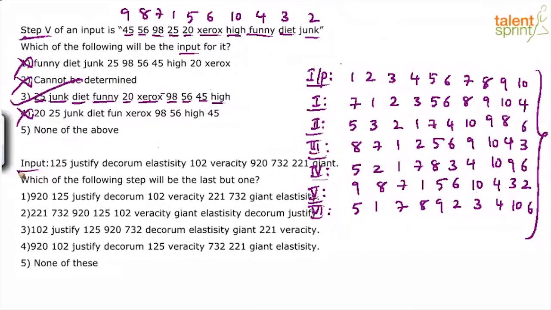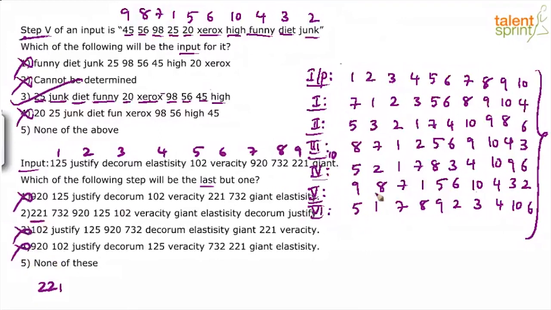What is given? Input. Input we know is 1, 2, 3, 4, 5, 6, 7, 8, 9 and 10. What is he asking us to find out? Which of the following will be the last but one step? Last but one step is like fifth step. What is the fifth step? 9, 8, 7, 1, 5, 6, 10, 4, 3, 2. So 9. What is 9? 221. Answer should start with 221. So first option, third option, fourth option are eliminated.